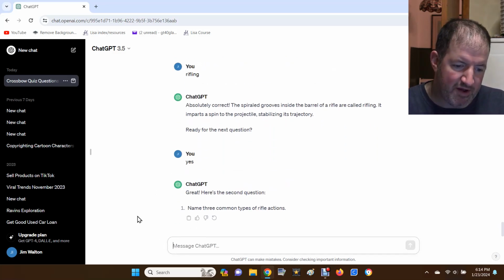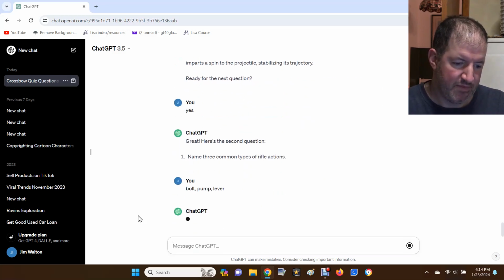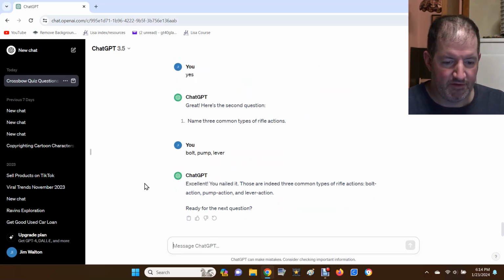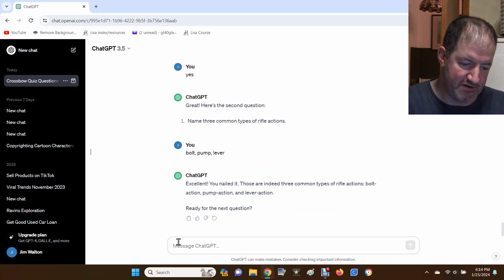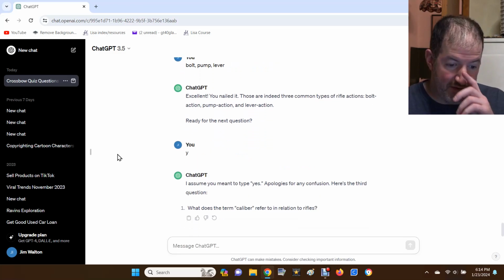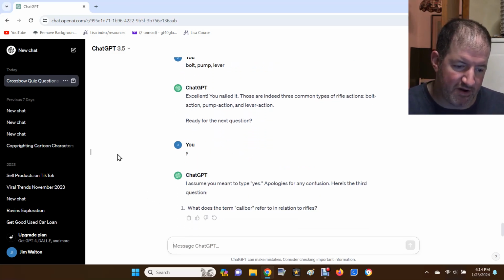Name three common types of rifle actions. I just saw this on the internet today. Bolt, pump, lever. Excellent, you nailed it. Those are indeed three common types of rifle actions: bolt action, pump action, and lever action. Ready for the next question. Let's just say Y and see what happens. I assume you meant to type yes. Apologies for any confusion. Here's the third question.